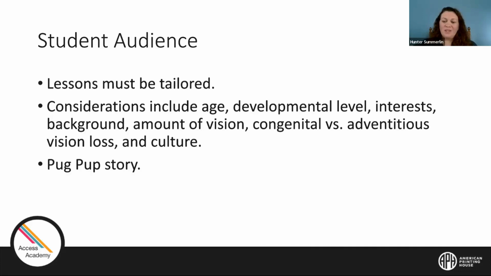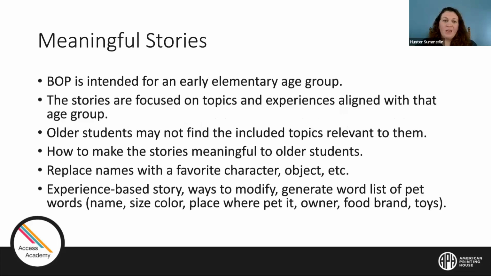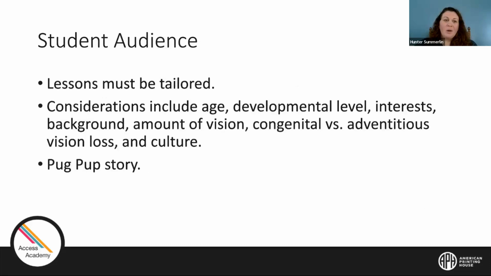Okay, so let's talk about a story. I'm going to go back to the last slide. I'm sorry. So there is a story in Building Patterns called My Pug Pub, and it is a story that I ended up having to tailor and modify for my student. And I will go into more of that in just a moment. I'm so very excited and thrilled to share some student videos with you. And that is coming up shortly.